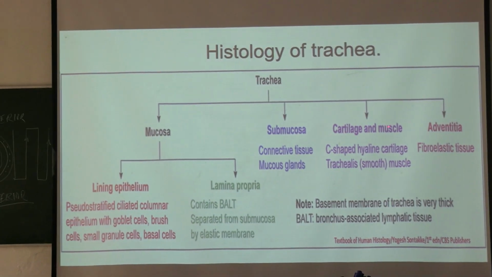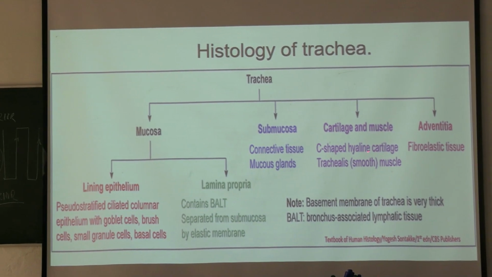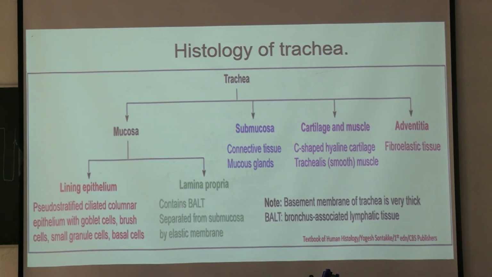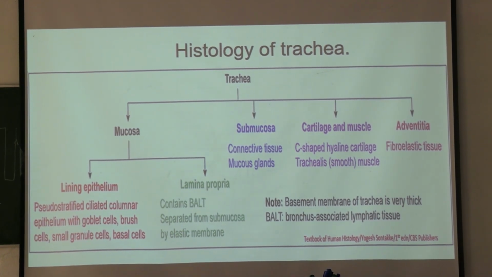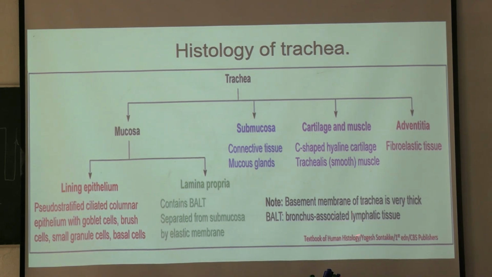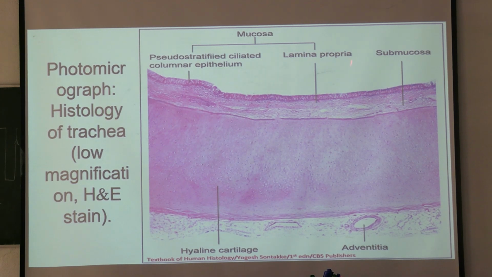The 3rd layer is cartilage and muscle, C-shaped hyaline cartilage and trachealis muscle. This is asked: which type of cartilage is present in trachea? This is hyaline cartilage, okay. And trachealis muscle is smooth muscle. This is present in the 3rd layer. And there is adventitia. Adventitia contains fibroelastic tissue. The basement membrane of trachea is very thick and there is bronchus associated lymphatic tissue. Okay. So like this you will see under microscope.